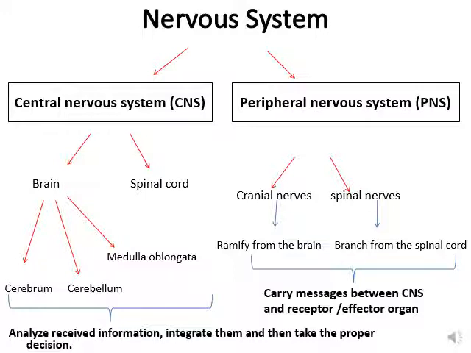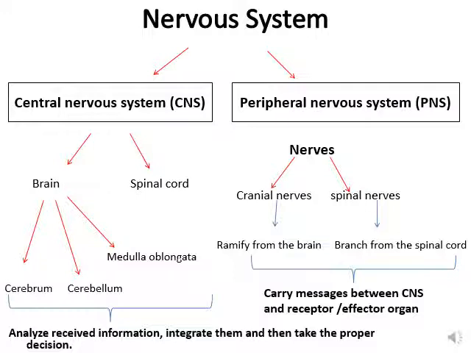For example, they carry the message between the brain or spinal cord and the receptor or effector organ. For example, my hand is the effector organ because it has an effect and it receives the messages. Okay, so this figure is a very important one.